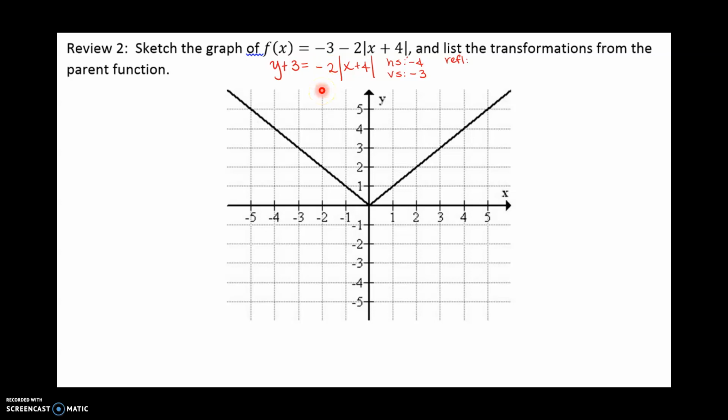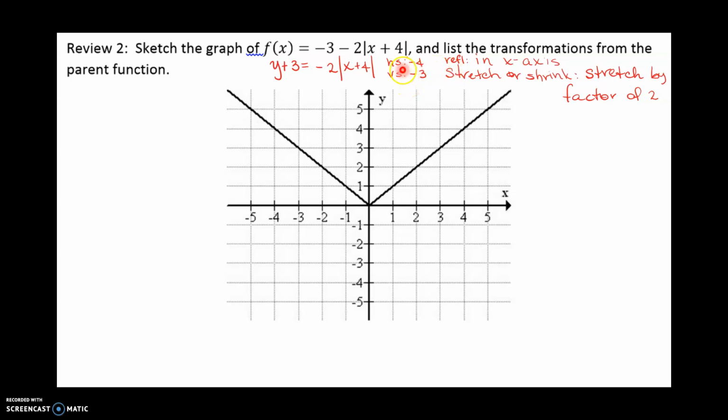All right, and then the reflection, if you'll notice, we have a negative out in front of the entire function. So that negative is going to cause a reflection in the x-axis. And the 2 out in front is going to cause a stretch by a factor of 2. So we want to apply all of those things to our graph, but there's a particular order that we need to follow or we won't get the right answer. We want to do horizontal shift and then reflection and then vertical shift.